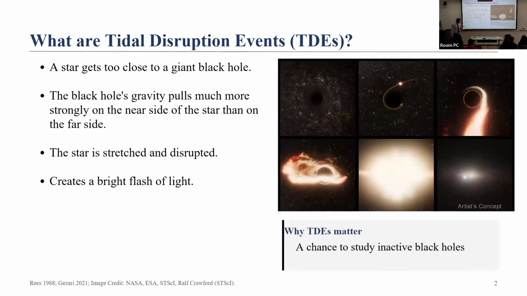Okay, so at the center of most of the galaxies lie supermassive black holes. For most of the time, they are inactive. But when an unlucky star gets too close to that supermassive black hole, we experience something interesting. The black hole's gravity pulls much more strongly on the near side of the star than on the farther side. This differential gravitational force is called tidal force, which causes the star to get stretched out, and the star is disrupted, hence causing a tidal disruption event. This creates a bright flash of light that you, me, and astronomers can see with their telescopes.